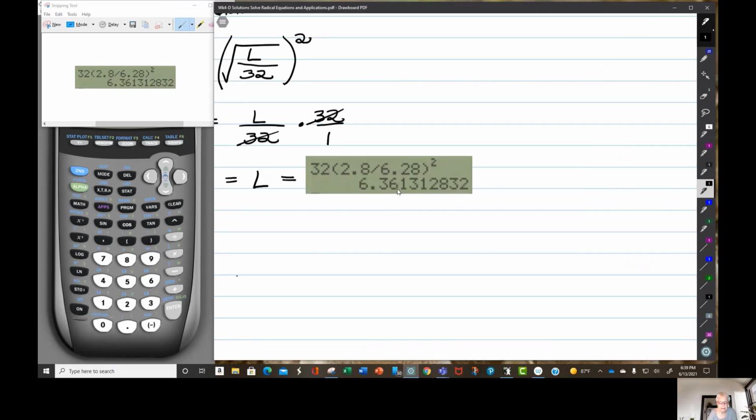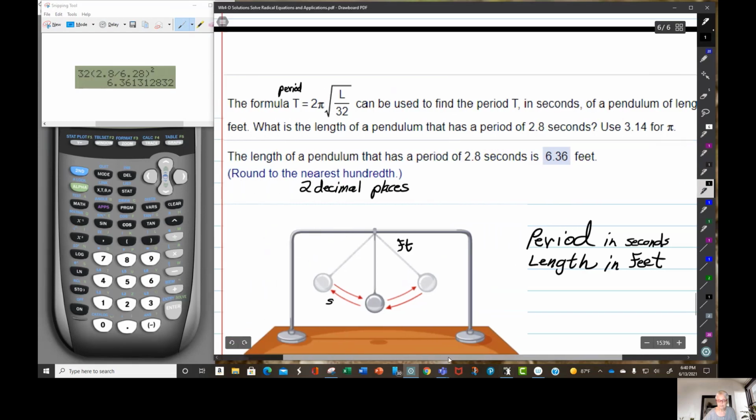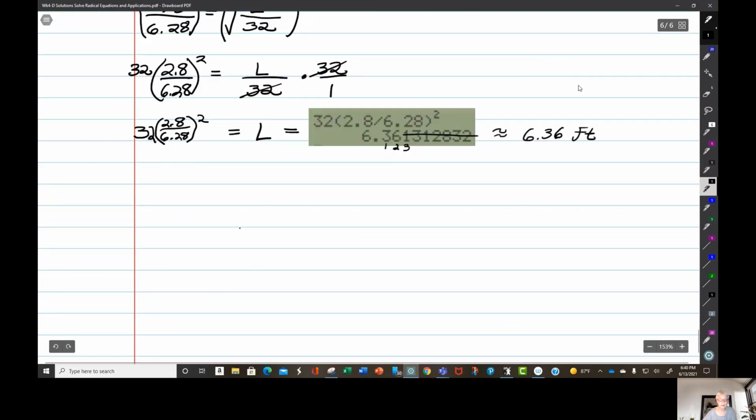Now, round to 2 decimal places. Here's the second decimal place, here's the first decimal place. I have to look over at the third decimal place to see if that's big enough to make the 6 round up to a 7. It's not. So I just forget these and I go with about 6.36 feet. Because remember, we're finding the length of the pendulum. It's going to be about, or really close to, 6.36 feet. Yes, it is. And that's it.